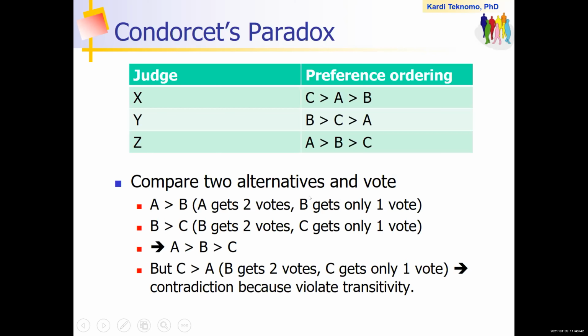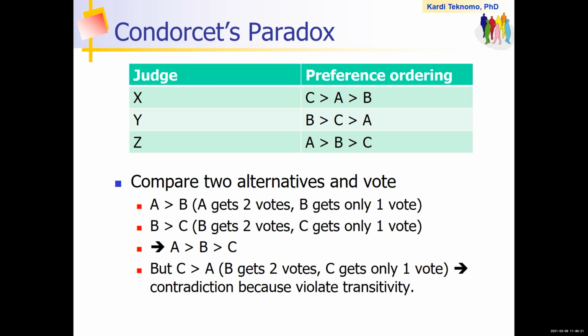Okay. So, if you compare 2 alternatives and then you vote, in this case, A is larger than B, isn't it? Because A gets 2 votes, B only gets 1 vote. Now, if you compare B to C, B gets 2 votes, C only gets 1 vote. In that case, you will say, okay, A is better than B, B is better than C. But if you compare C to A, C gets 2 votes, A gets 1 vote. With this contradiction, right? Because it violates the transitivity.